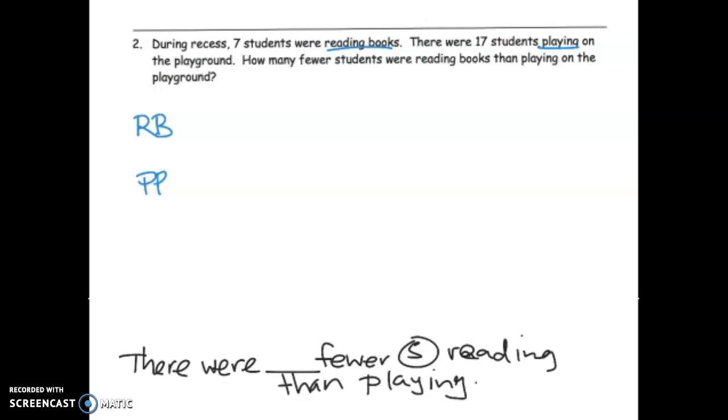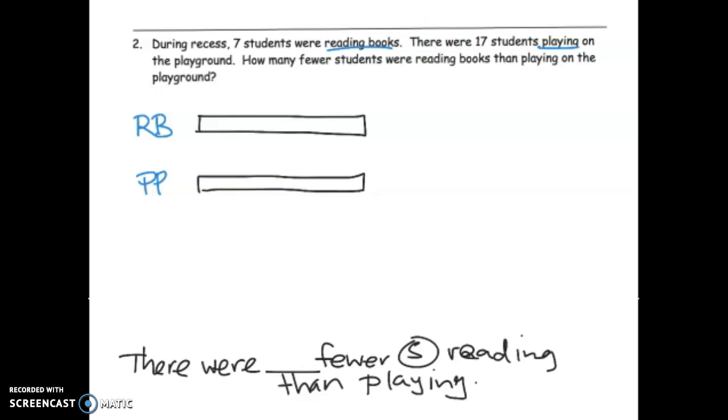So now we're going to go back and start by giving each one of them the exact same tape. I generally always start with giving them the exact same tape, and then I'm going to read the question and modify the tapes as necessary. It says, during recess, 7 students were reading books. So that means this tape right here is our 7. And then I read the next sentence, which is there were 17 students playing on the playground. So that means this tape actually needs to be a little bit longer.